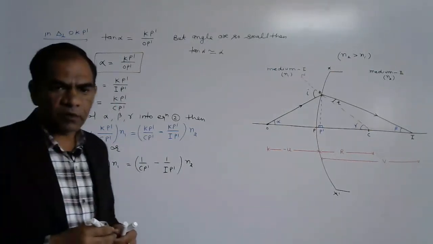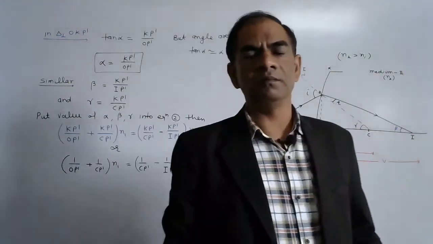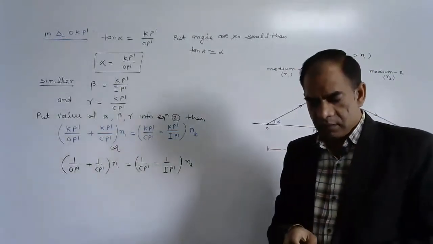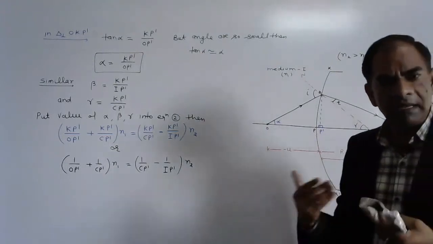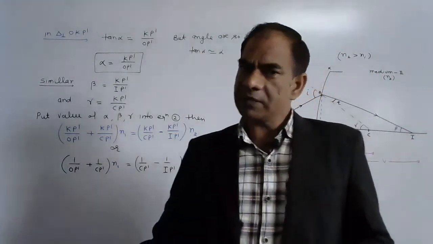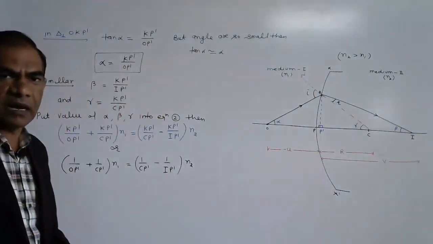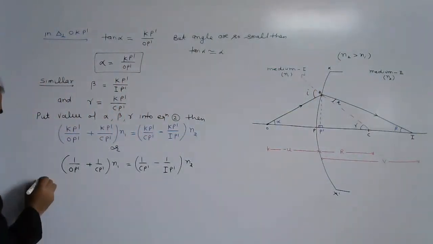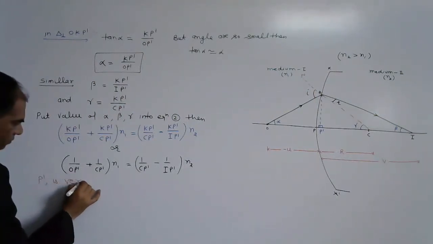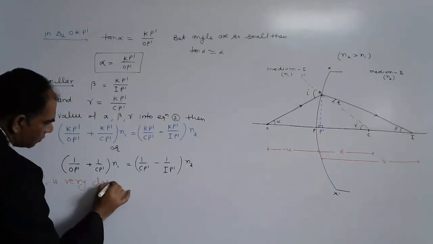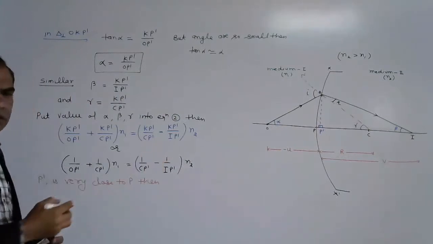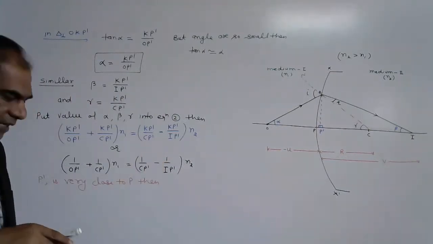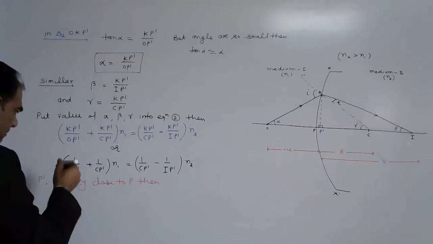Now it is very important that if the angle is very small, then this point P' is very close to P. If the angle is small, then the aperture is small, then P' and P are very close. So we write here, P' is very close to P. Then if P' is very close to P, we can replace it like this.